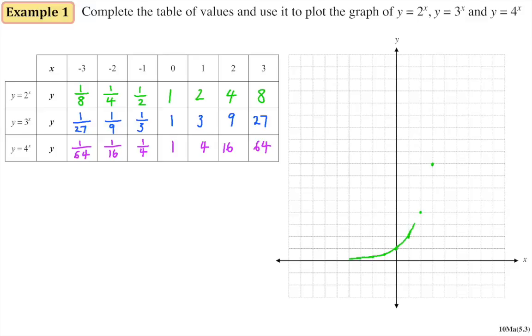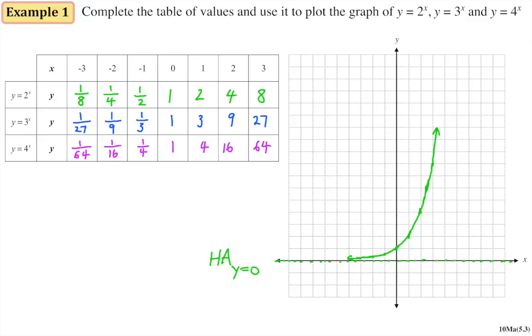Something like this. See, it's heading up quite steeply. I'll just put an arrow to say it keeps going that way. Arrow there. Really shouldn't touch the x-axis if I can help it, because there is a horizontal asymptote, which is the line y equals 0. Doesn't touch the x-axis, in other words.